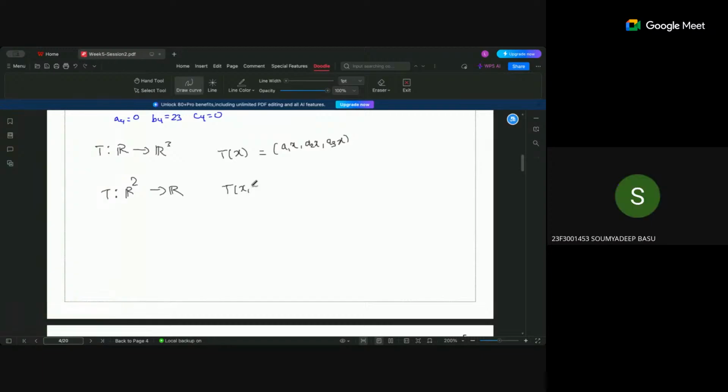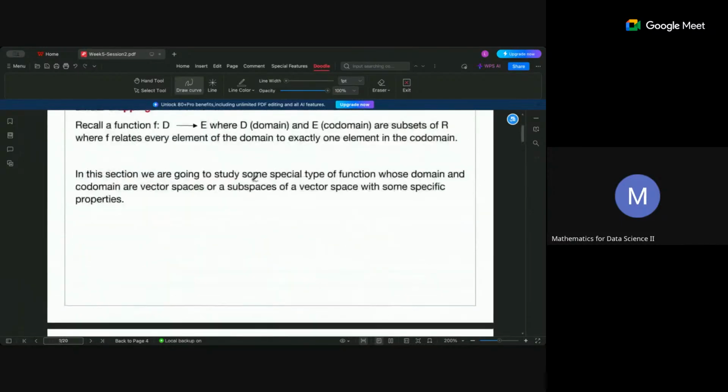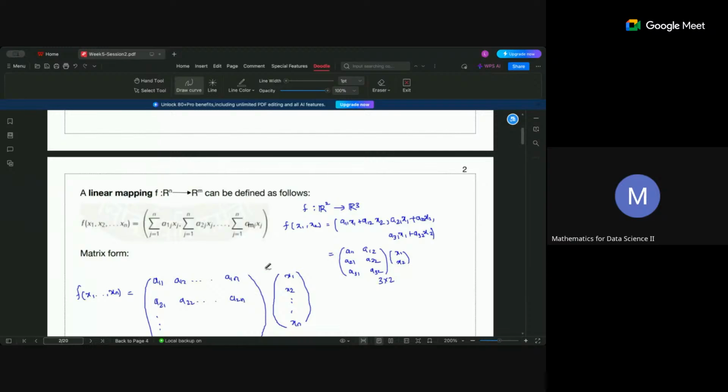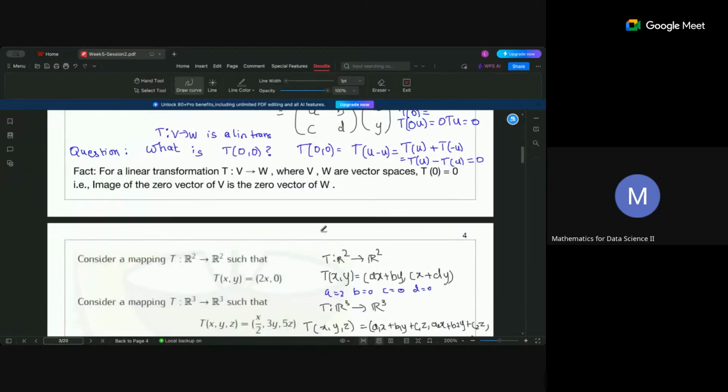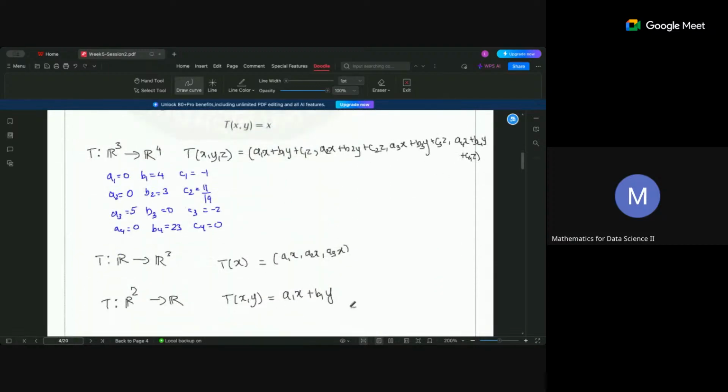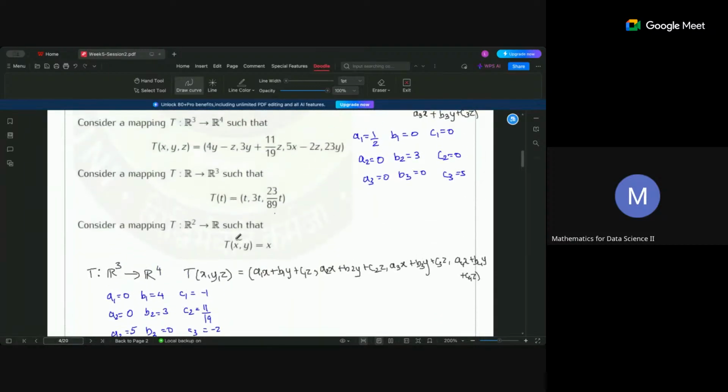T of x comma y is equal to a1x plus b1y, with only one term. That's all, right? Yes. Now you know that if T goes from Rn to Rm, for any Rn to Rm, you know how to write the general form, which is the first thing we saw, right? This is the general form. So if you have specific cases, by now you all should know how to write the general format so that you can easily compare and see whether it is really a linear transformation or not.